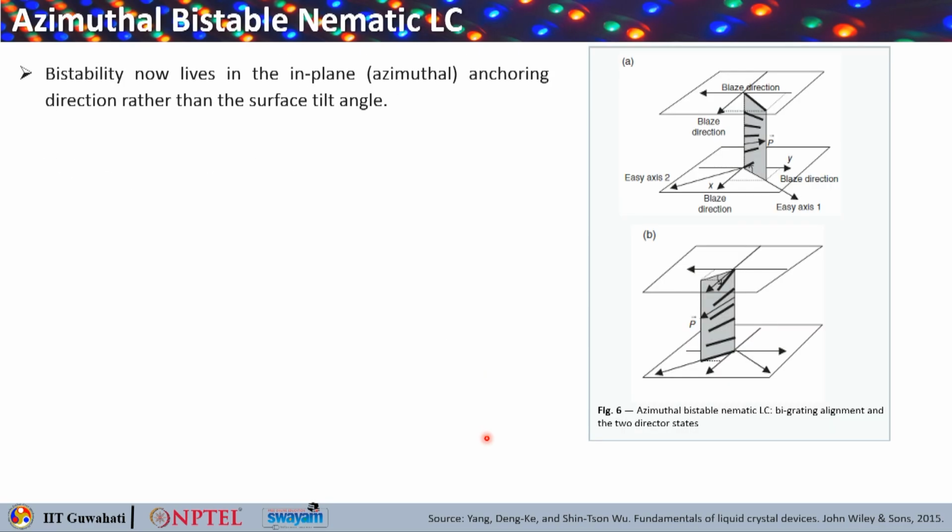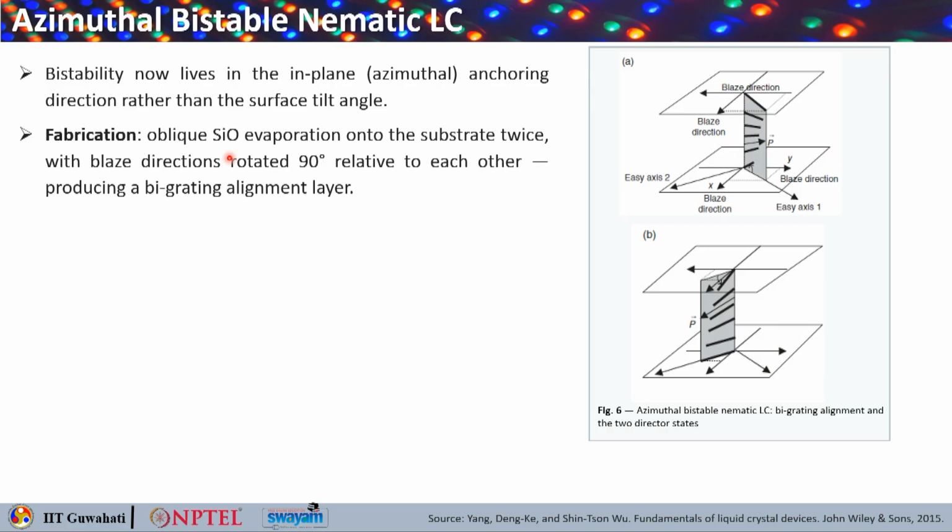So, this figure shows the azimuthal bistable nematic liquid crystal. These are the bigrating alignment and the two director states. Bistability in this case lives in the in-plane, that is azimuthal, anchoring direction rather than the surface tilt angle. So, these are called azimuthal bistable nematic liquid crystals.